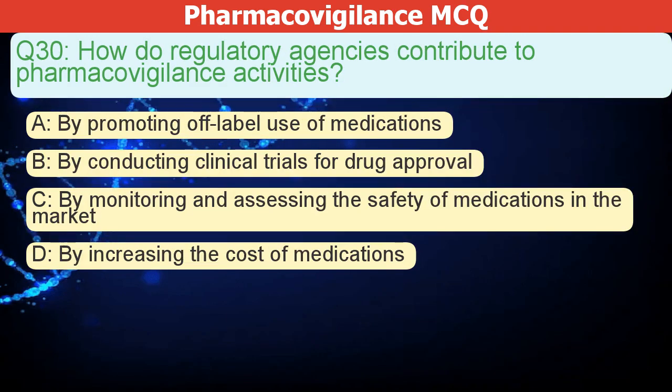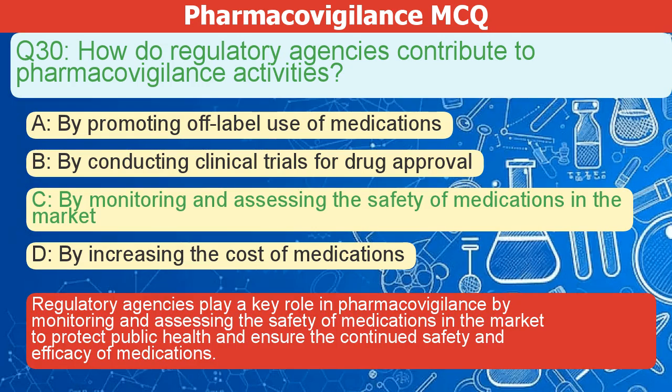How do regulatory agencies contribute to pharmacovigilance activities? A. By promoting off-label use of medications. B. By conducting clinical trials for drug approval. C. By monitoring and assessing the safety of medications in the market. D. By increasing the cost of medications. The correct answer is C. Regulatory agencies play a key role in pharmacovigilance. They monitor and assess the safety of medications on the market. This protects public health and ensures medications remain safe and effective.